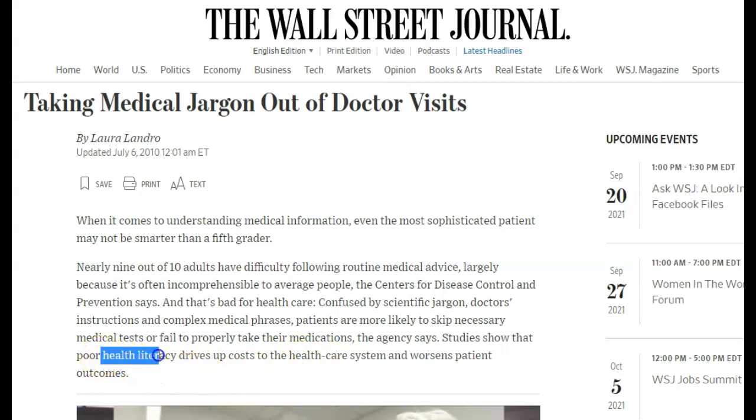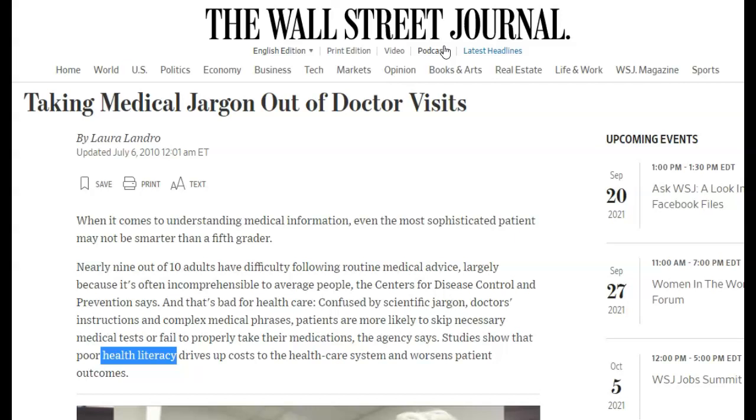So the term of art here is health literacy, being literate in matters of health. And so that's an ideal search term in order to locate more information on the issue of patients being able to understand the medical information that's being provided to them.